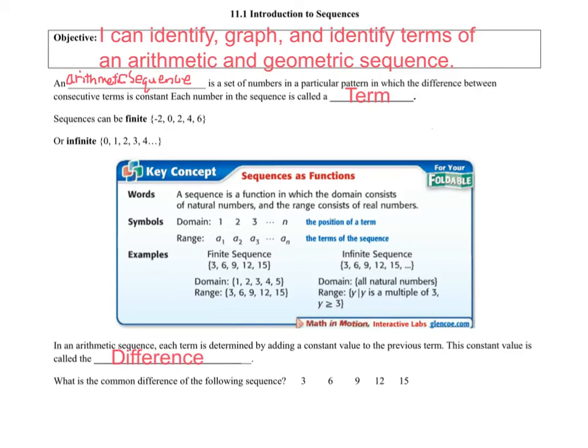This is section 11.1, Introduction to Sequences. Our objective for the day is I can identify, graph, and identify terms of an arithmetic and geometric sequence.